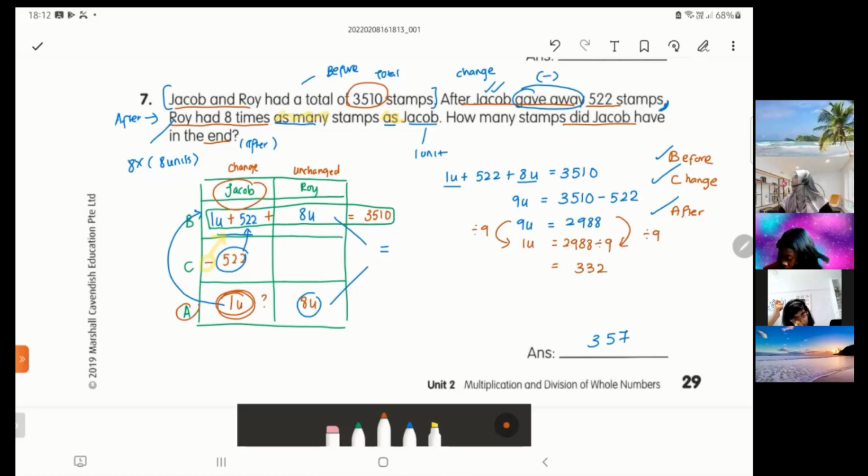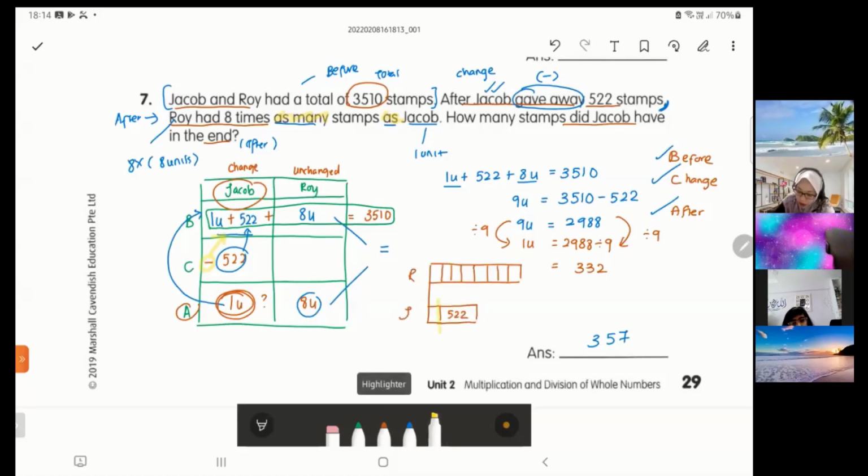Okay. Another way of doing it. Give me a while. So the model method, you are going to draw backwards, meaning you start with what it is in the end. So I have my Jacob and my Roy. Roy and Jacob, right? Roy has 8 units, so you draw 8 parts. 1, 2, 3, 4. 1, 2, 3, 4. Okay, I'm squeezing it a bit because there's no space. Okay, like this, right? But Jacob did give away 522 stamps. So randomly, you can just draw 522. This is 522, which he gave away. This one was given away.